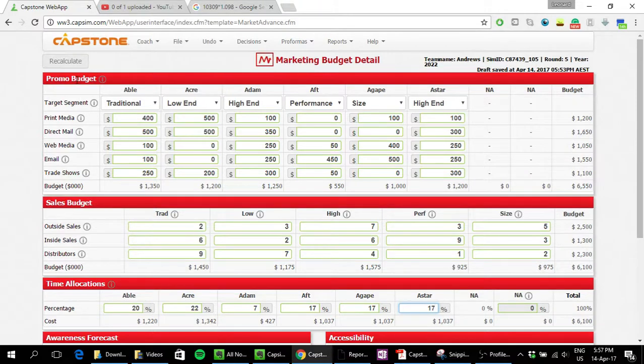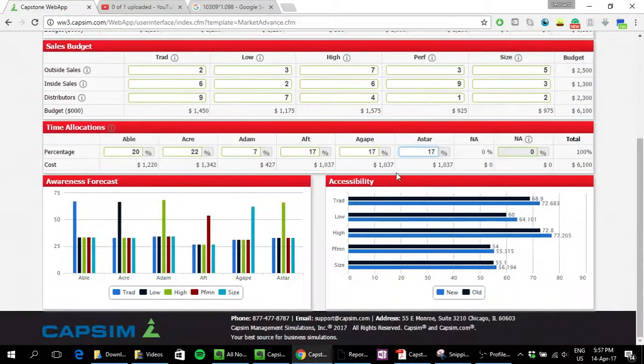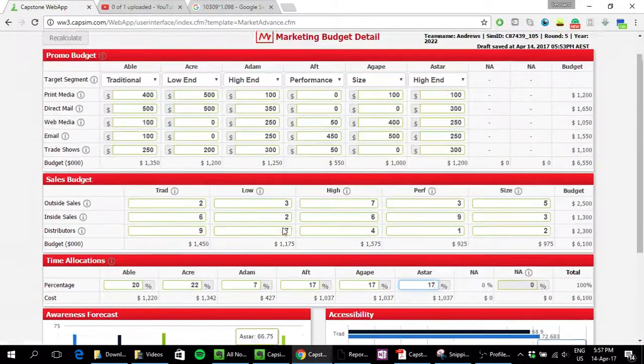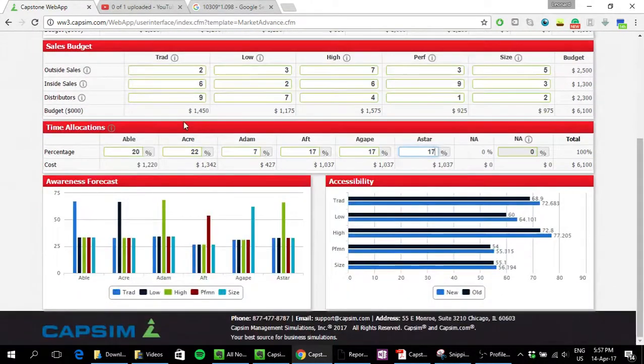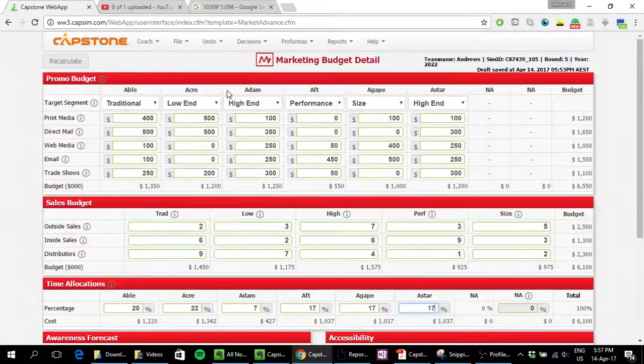But for promo and sales budget, it's more on experimental trial and error for each round, because you can recalculate as many times as you want. So there you have it.